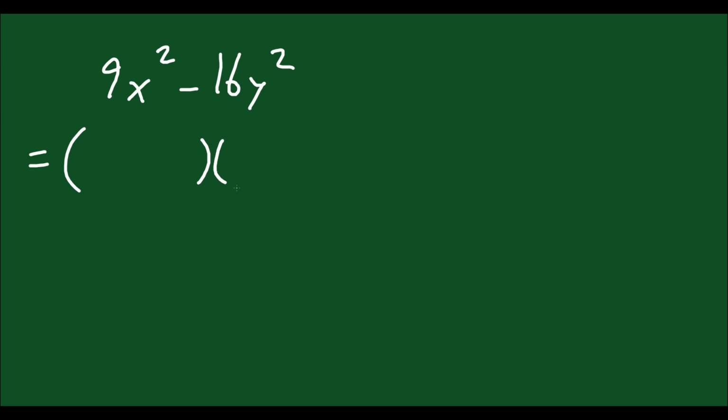Let's do another one. What if I have 9x squared minus 16y squared? So now I'm introducing another variable. Well, it's the same process, right? What's the square root of 9x squared? 3x. What's the square root of 16y squared? 4y. So you get 3x plus 4y and 3x minus 4y.